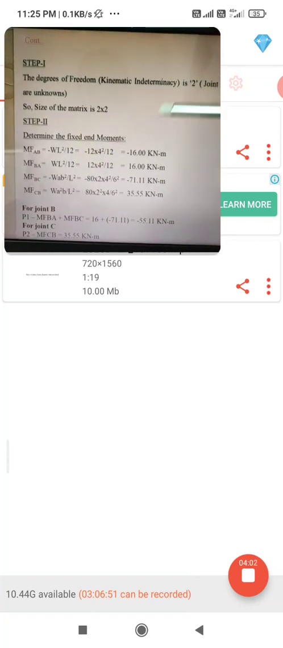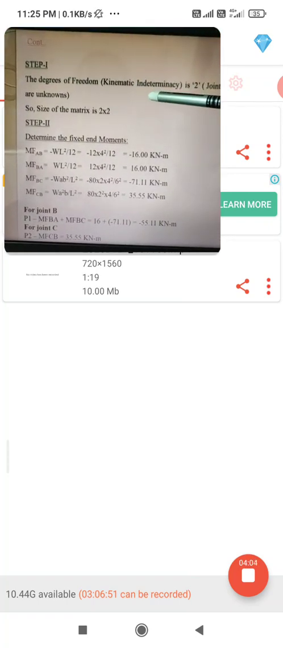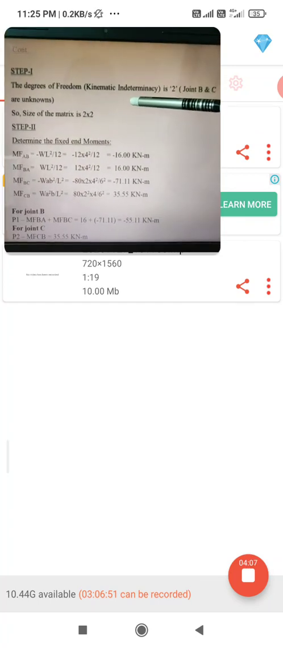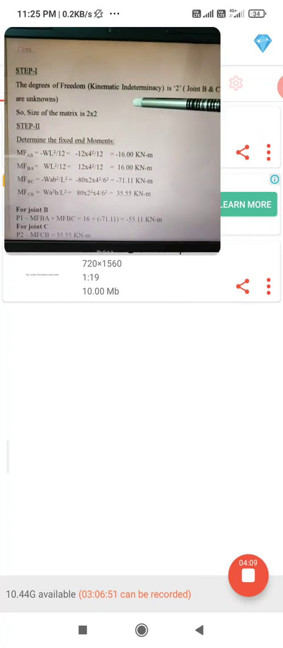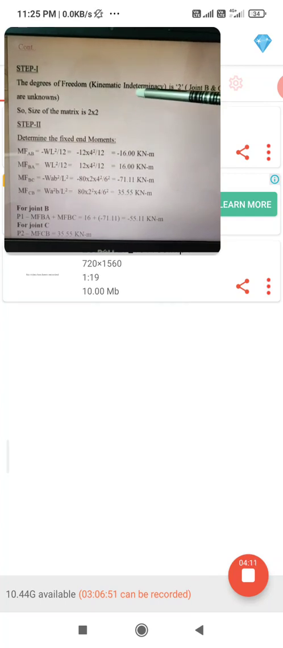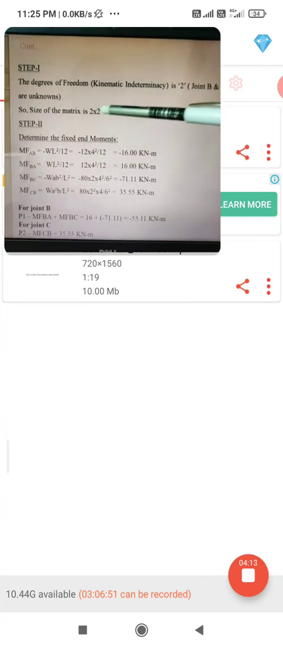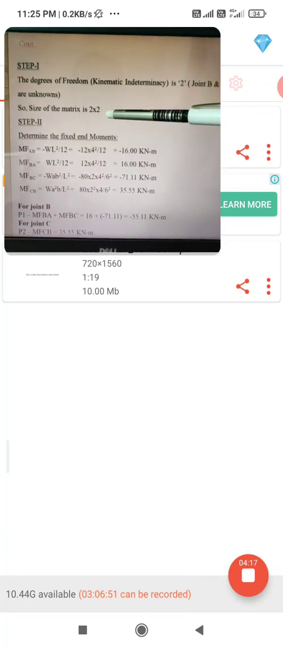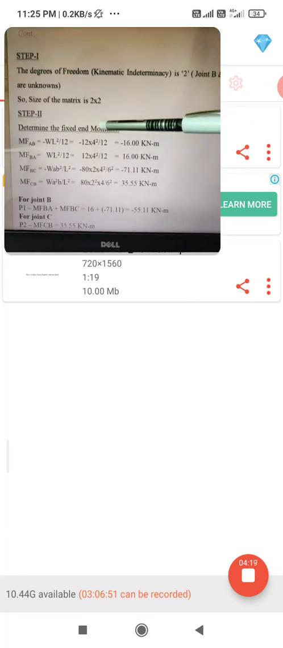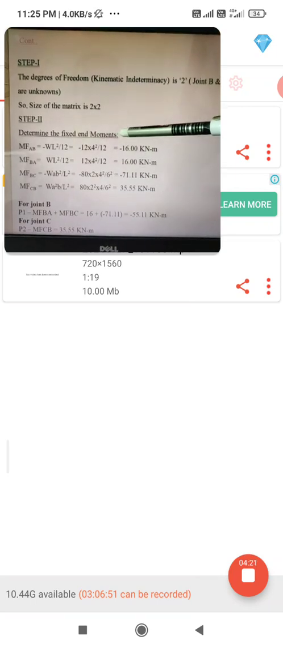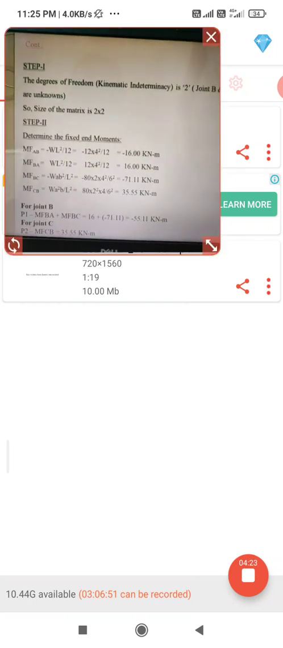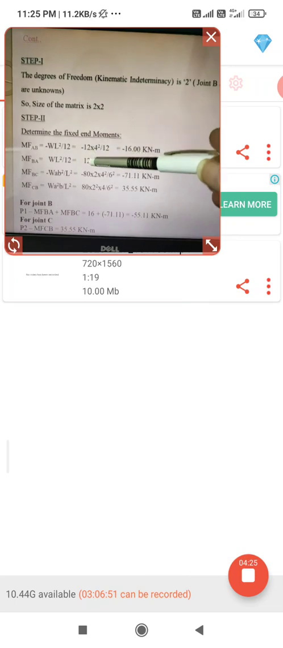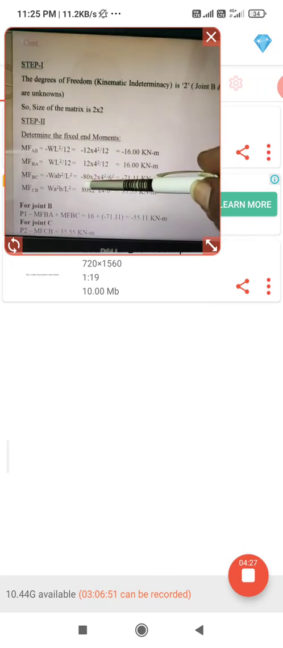Next, in step 1, we have to determine the kinematic indeterminacy. That should be 2, joint B and joint C, which are the unknowns. Based on the kinematic indeterminacy, we decide the size of the matrix. And in step 2, we have to determine the fixed end moments MFAB, MFBA, MFBC and MFCB.